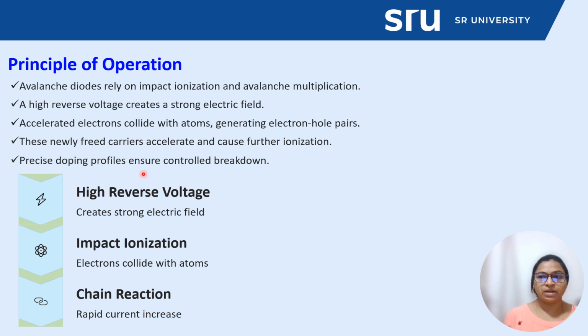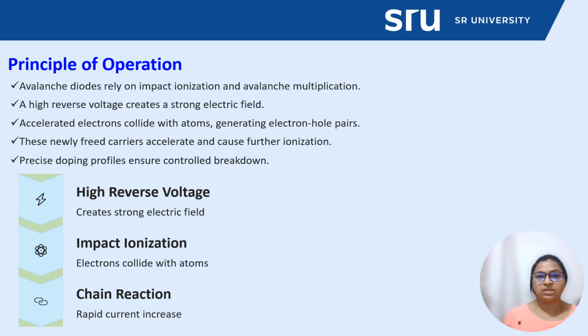So if we define it stepwise, basically first is high reverse voltage, and as a result it will create a strong electric field. Second is impact ionization, so as a result the electrons collide with the atoms. And third is the chain reaction, a rapid current increase. So this is the principle on which avalanche diodes work.